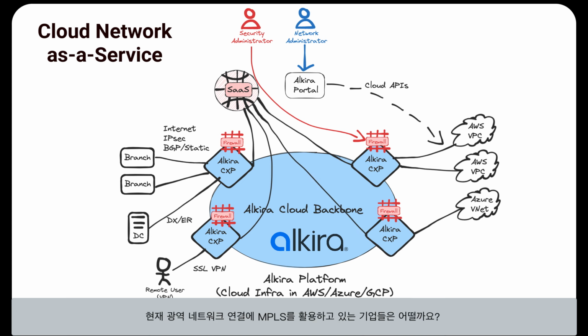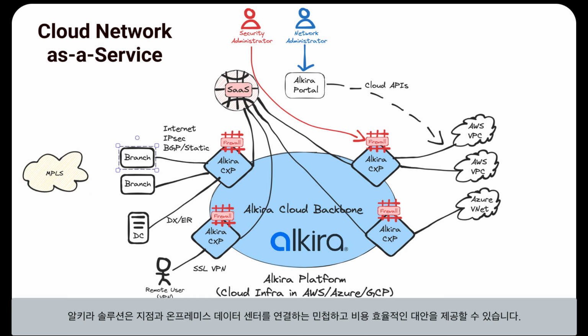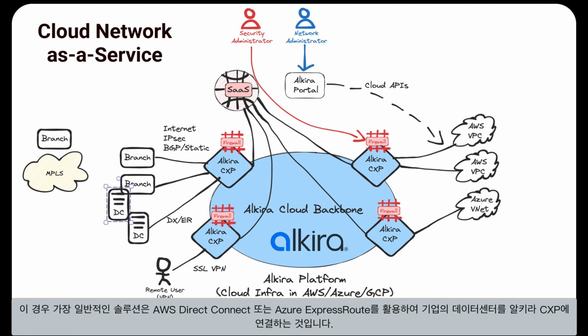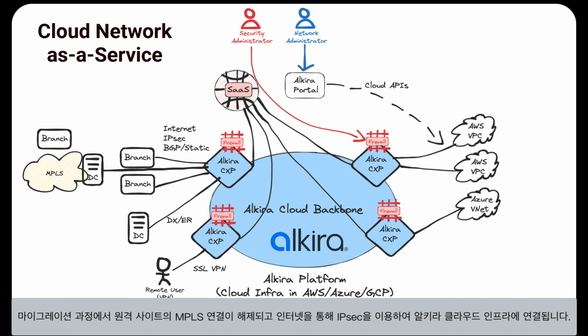What about enterprises that currently leverage MPLS for their wide area network connectivity? The Alkira solution can provide an agile and cost-effective alternative connecting together branches and on-premises data centers. In this case, the most typical solution leverages AWS Direct Connect or Microsoft Azure ExpressRoute for connecting enterprise data centers to the Alkira Cloud Exchange Points. During migration, remote sites are disconnected from MPLS and connected to the Alkira Cloud infrastructure using IPsec over Internet.